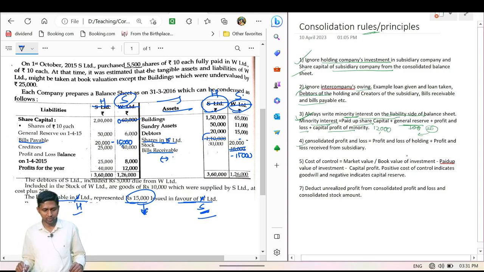Then they say write minority interest, on which side? Liability side. After that, calculate consolidated profit and loss, consolidated meaning the added, combined profit and loss. Correct. Consolidated profit and loss, that means profit and loss of the holding plus profit and loss received from the subsidiary, add that. And then, my dear students, do the calculation of cost of control. Where to write this profit and loss? We write profit and loss in reserve and surplus, therefore this also we will write in reserve and surplus. Then cost of control, what is cost of control? The company we have bought, its cost will also come in.